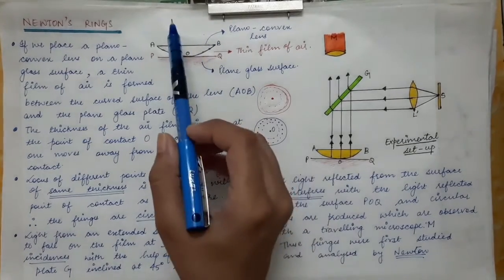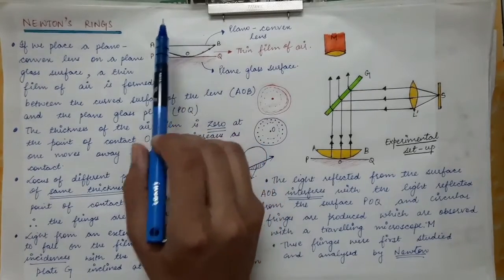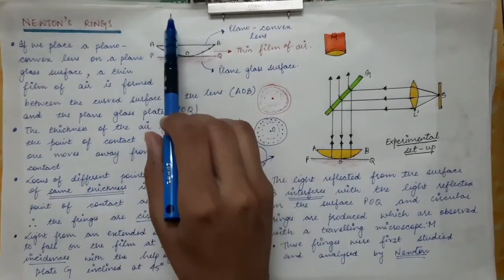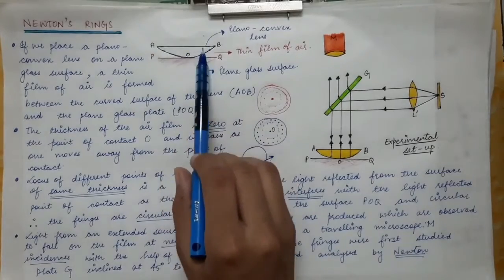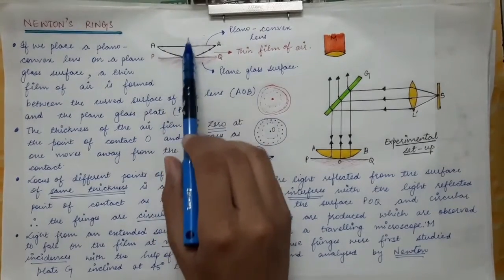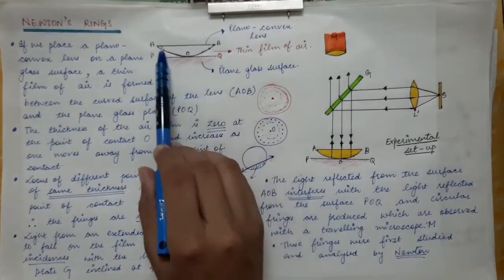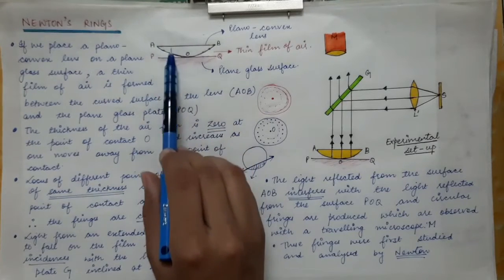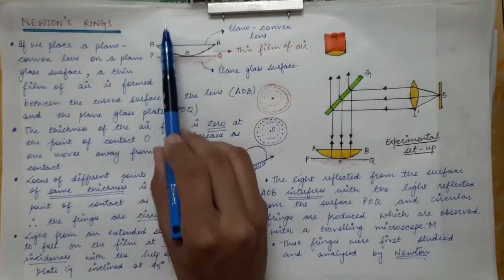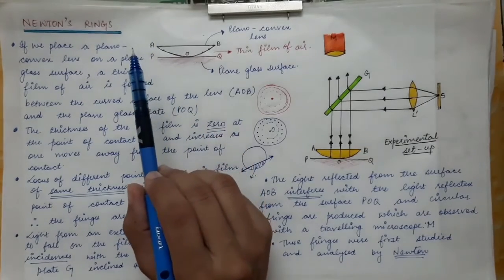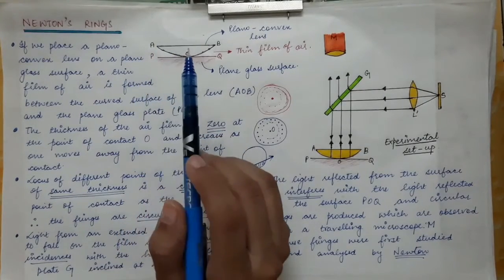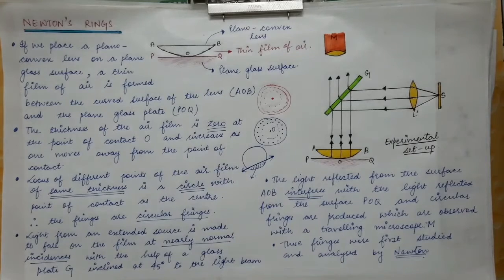Now the experimental setup of Newton's rings is that normal rays are made to be incident on this particular setup, that is on this lens, and the rays which get reflected are made to interfere with each other. The optical path difference between the reflected rays is given by 2 mu t cos r. So that is the general expression: 2 mu t cos r is the optical path difference between the two reflected rays.